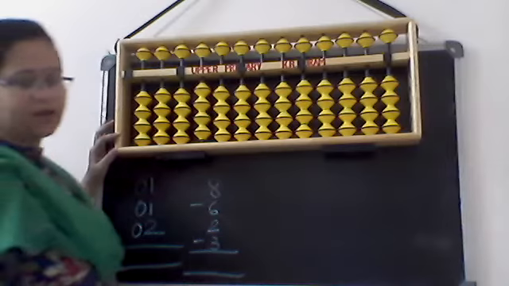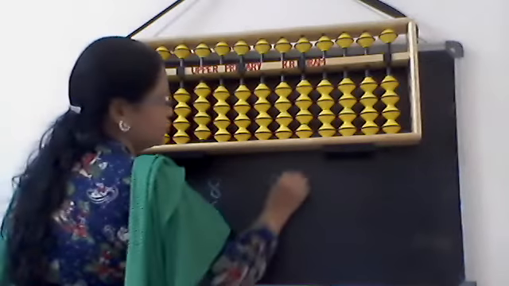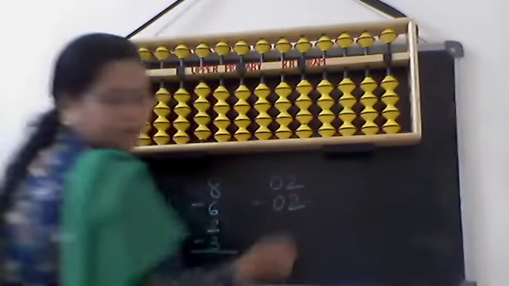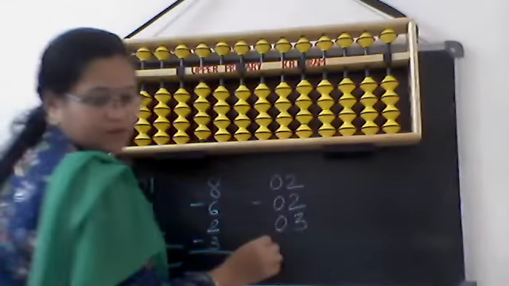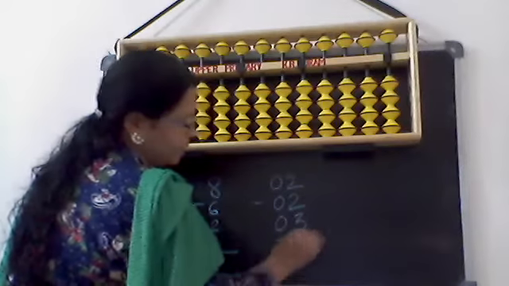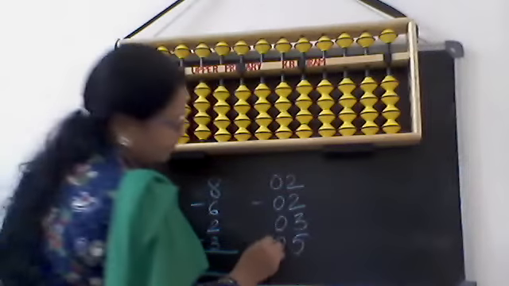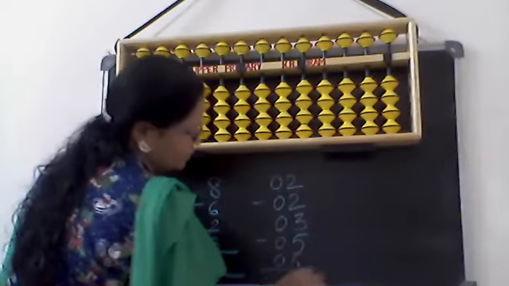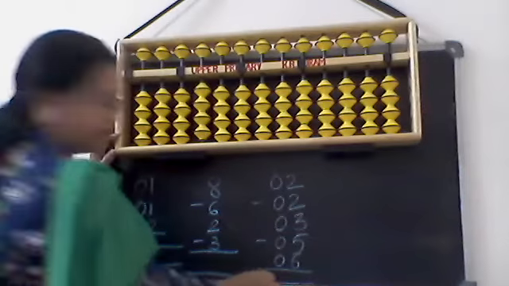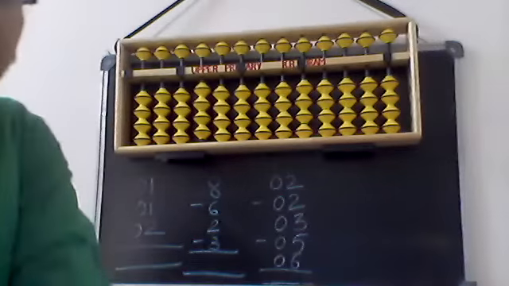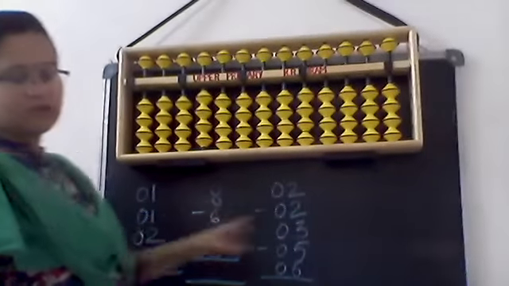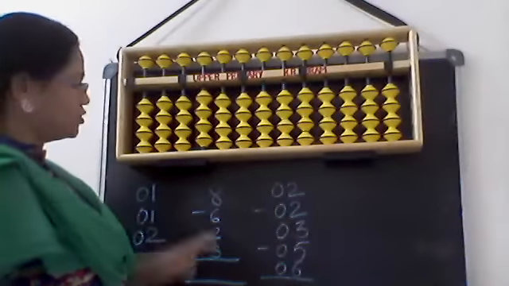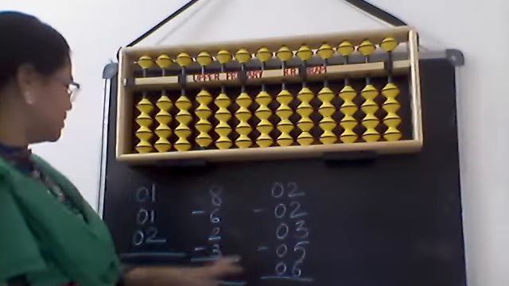How to do it on the abacus? 0, 2 minus 0, 2, 0, 3, 0, 5 minus 0, 6. What will be the answer? Let us find out. Okay, children. Now you will be able to see the board. Yes. So let me do these sums, and I'll make sure you know how to do single digit numbers.